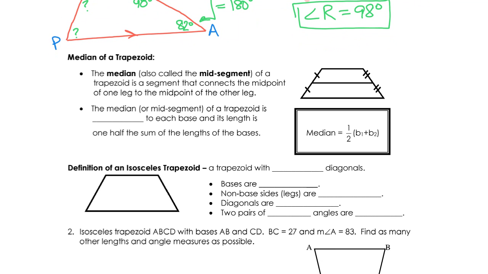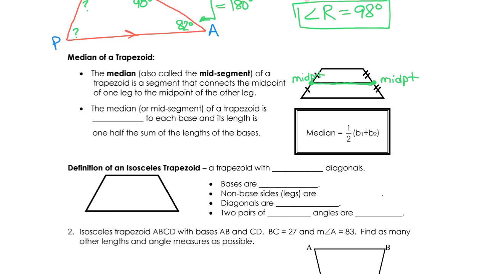Okay, there's something called a median of a trapezoid. It's also called a mid-segment, and that's this line right here in the middle. And they call it a mid-segment because this point right here is the midpoint of this side. And this is also a midpoint, okay, of the other side. And when you connect them, you get what they call a mid-segment or a median, okay? It's a segment that connects the midpoint of one leg to the midpoint of the other leg.